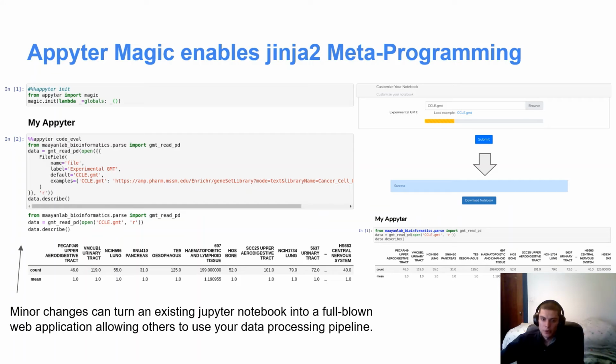The way Appyters make a Jupyter Notebook into a parameterizable one is by permitting you to augment your notebook functionality with the help of Appyter Jupyter Magic. The first cell registers the Appyter functionality, and the Appyter code eval at the top here enables Appyter Jinja2 metaprogramming functionality. This widely used template programming language permits variable substitution and flow control.